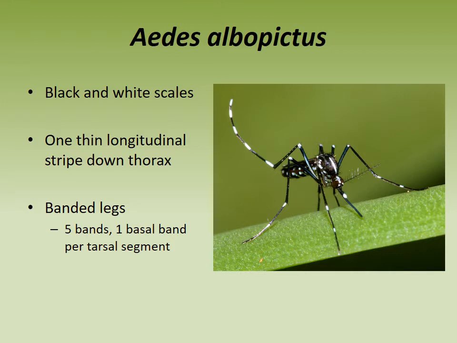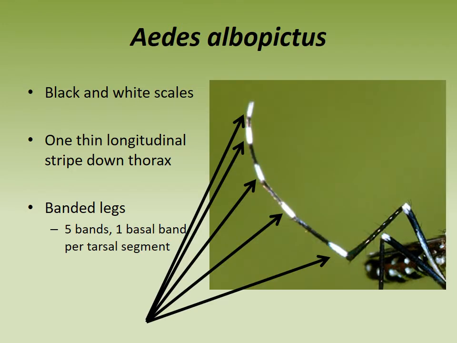The bands on the legs will be basal banding, so on the segments of the legs, they will be on the basal portion of those segments, and there will be 5 of them. This is important later when we are discerning between another species, but you would see 1, 2, 3, 4, and 5. Each tarsal segment will have a basal band. And I zoom in here to show all 5 of those. And this is the hind leg. Sorry if I didn't say that earlier.